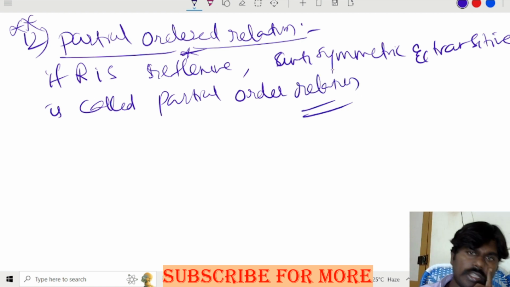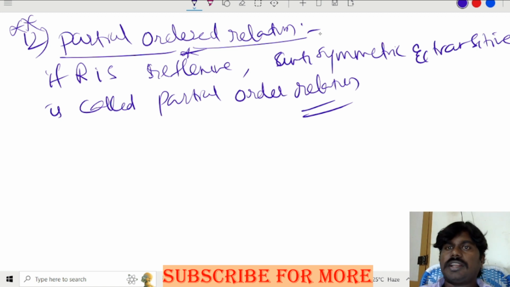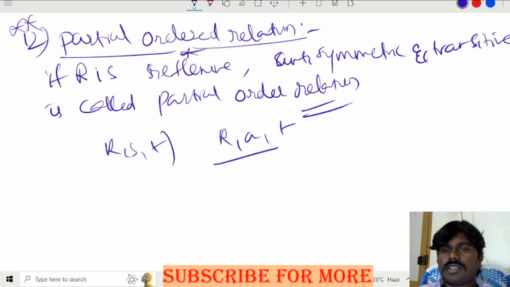Okay, so there is only one difference between equivalence relation and partial order relation. In equivalence relation, reflexive, symmetric and transitive will come. In partial order relation, we have reflexive, antisymmetric and also transitive. Okay, so this is the major difference here, symmetric and antisymmetric. Okay, so that you have to observe.